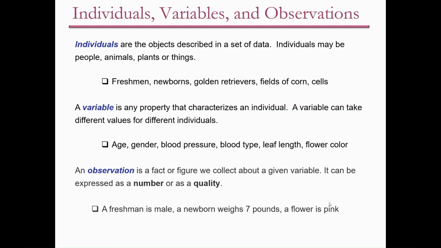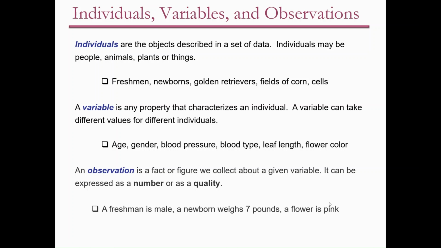And then an observation is, I think, a strange definition, but you will see that it's going to become a useful one when we start talking about probability. I think the examples down here below are more clear than the definition itself, but let's take a look at both. An observation is a fact or figure we collect about a given variable. It can be expressed as a number or as a quality.